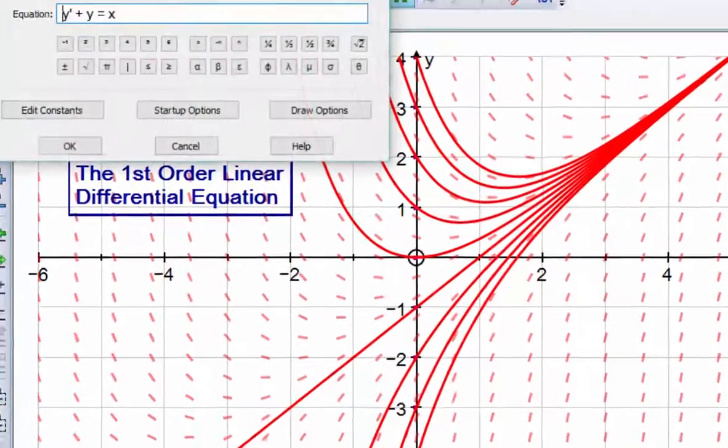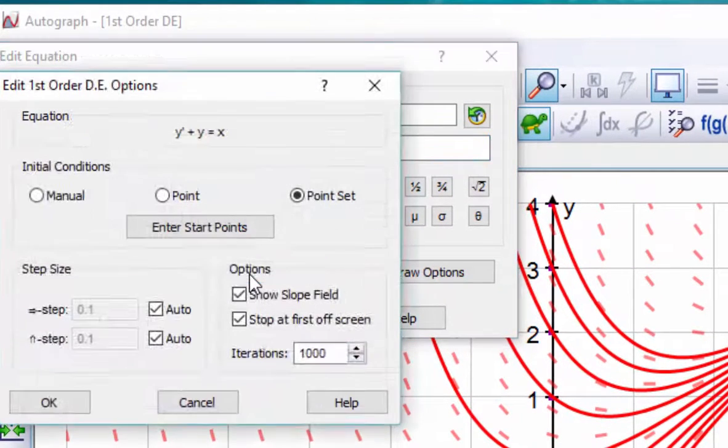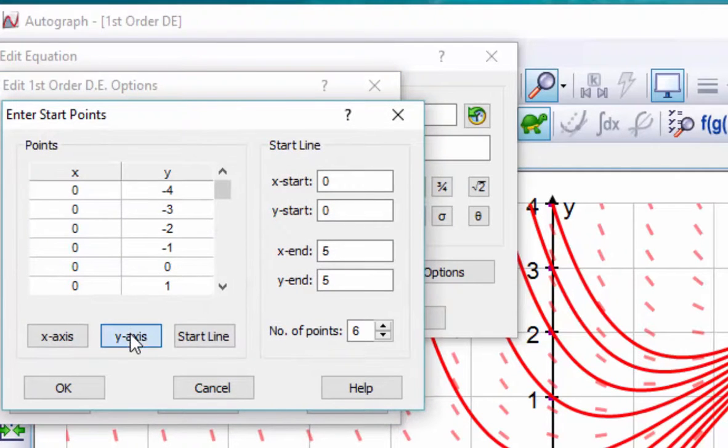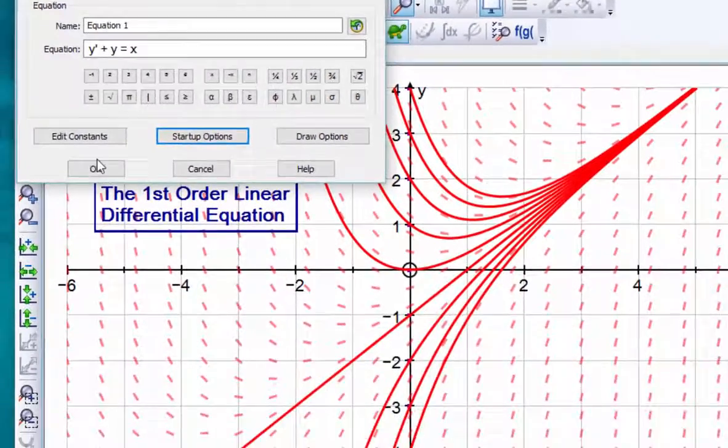Double click. The startup options are the thing to go for, and you can see that it can either be at a point or manual. In other words, it takes solutions where you click, or a set of points, and that's what we've chosen here. And the set of points are along the y-axis. You could choose the x-axis, or you can have a particular start line from somewhere to somewhere. So that's how that works, and let's just click OK.